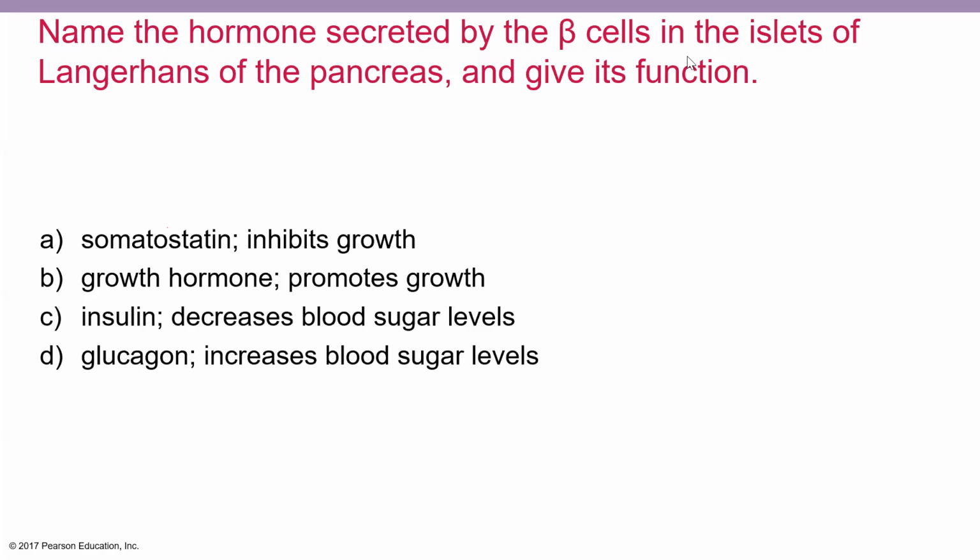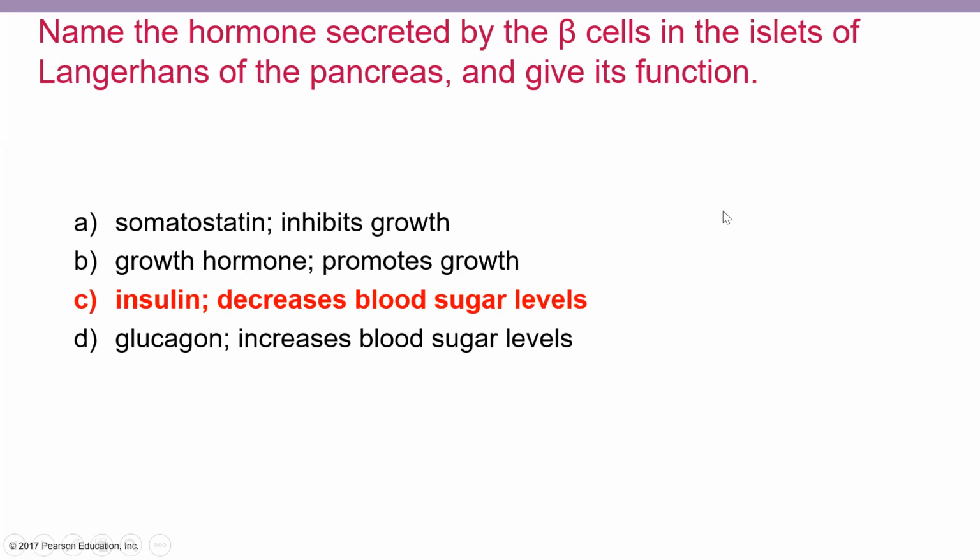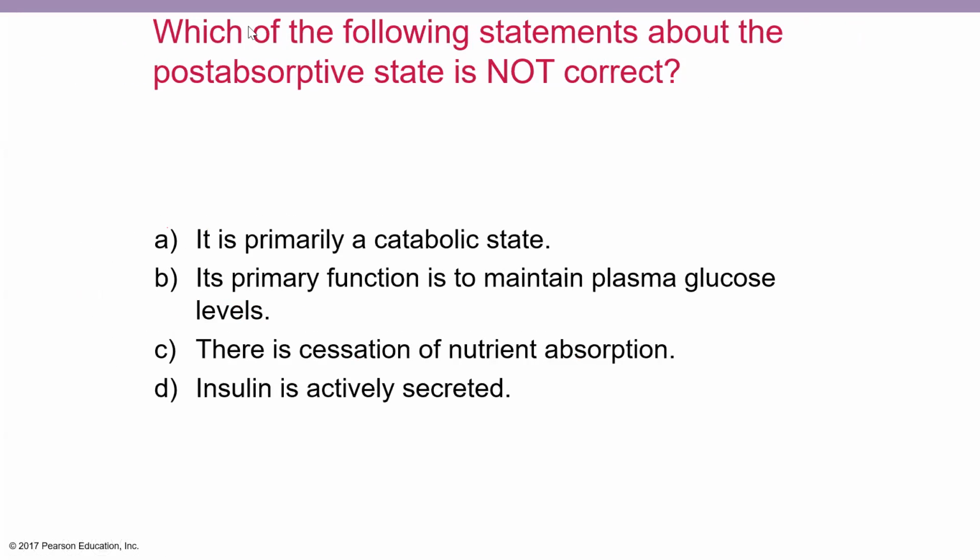Okay, so a majority selected C. Name the hormone secreted by the beta cells of the islets of Langerhans of the pancreas and give its function. So C is correct. Islets of Langerhans, specifically beta cells, secrete insulin. Alpha cells secrete glucagon. And we know that insulin is going to be the absorptive hormone. Glucagon is going to be the post-absorptive hormone, okay? And so those two functions make sense. Okay, so C. And then one final question here.